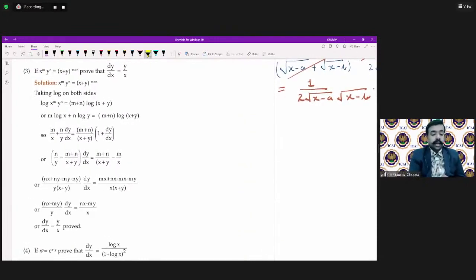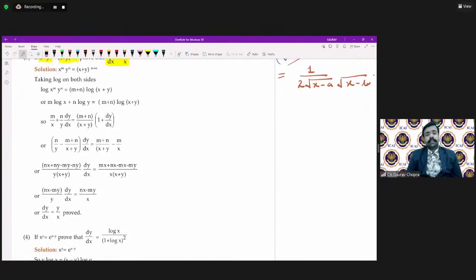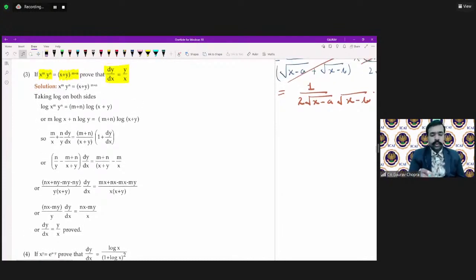This question says x to the power of m multiplied with y to the power of n is equal to x plus y whole to the power of m plus n. These two are equal. Now prove that dy by dx is equal to y by x. This question is in the form of a proof, but it can be asked simply, like what is the value of dy by dx, right? So it can be asked in those terms also. So we will solve this.